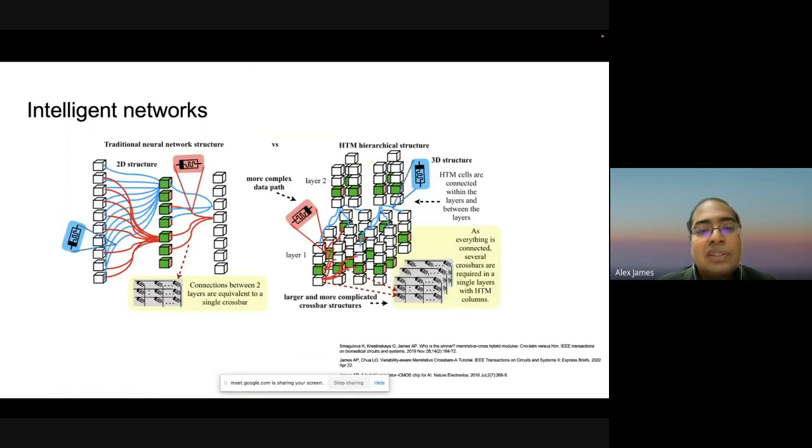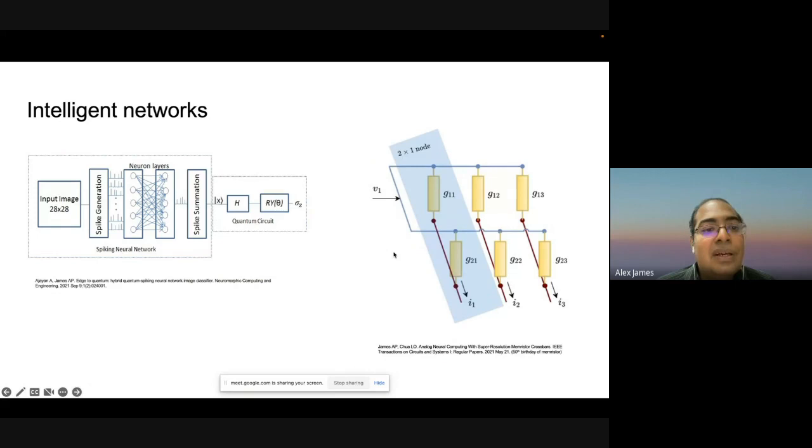Another kind of system that we tried to build over the years is HTM, hierarchical temporal memories. You also have things which are more traditional neural networks, the LSTM kind of network, convolutional neural networks, all those things can be built out.